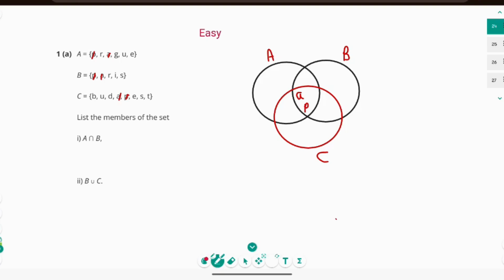Yeah, okay, so let's look at A and B. What letters occur in both A and B? Look at B and C next. What occurs in both B and C? S. And A and C. What occurs in both A and C? U. And E.